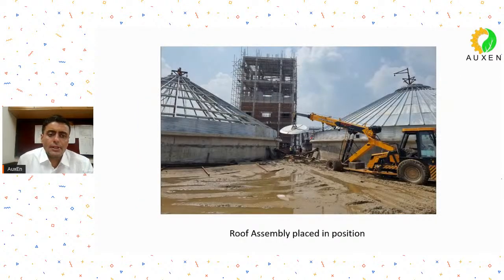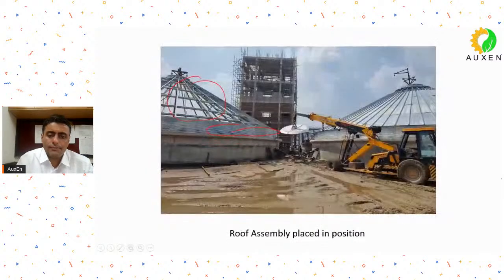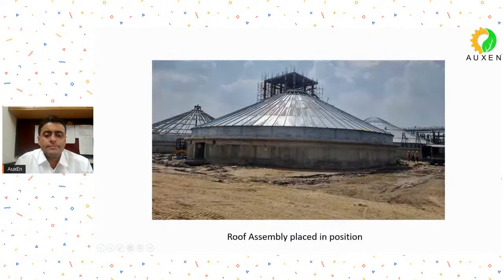So here still the roof assembly is being placed, and they have put the first ring. So this ring effectively will go where? Once the installation is complete, this ring will reach the top actually. I hope you understand. So this ring will reach the top, and then sheet rings from below will be placed. Okay.